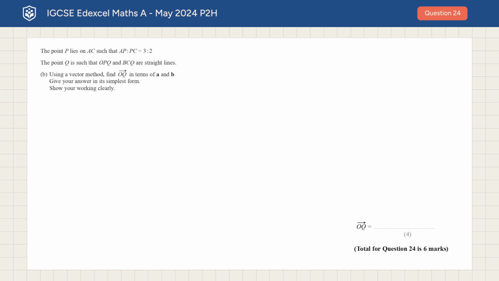Now let's work through question 24, part B. This part is a bit more involved. We have a point P on the line AC, and we are told that O, P, and Q are collinear. Our mission is to find the vector OQ in terms of a and b.